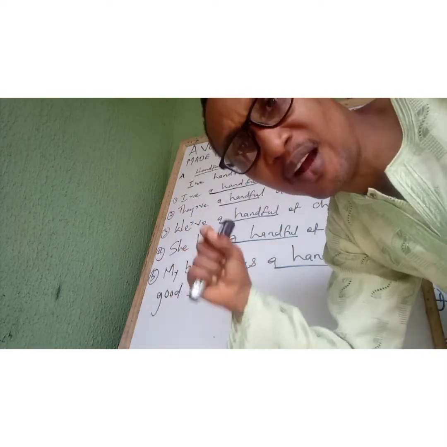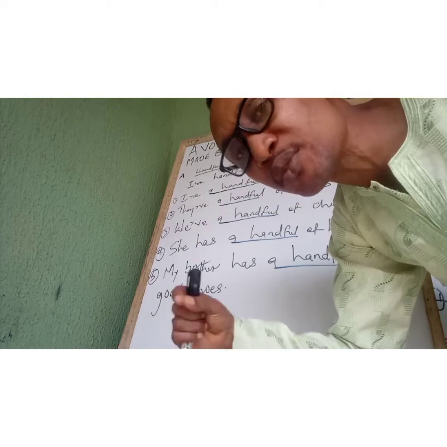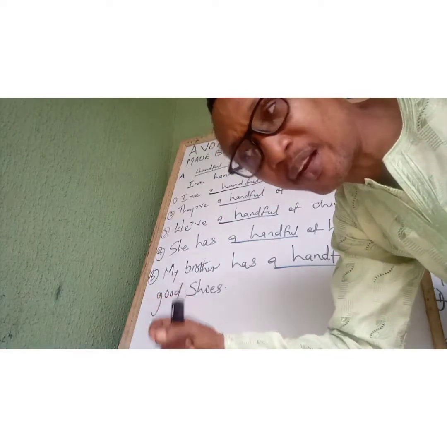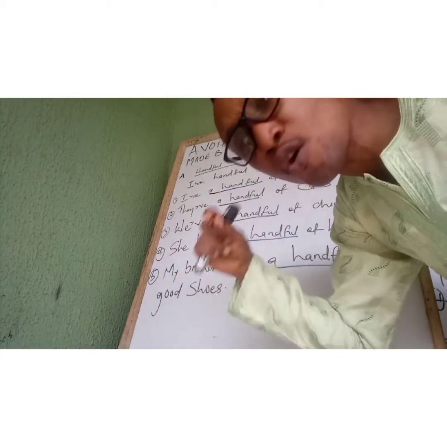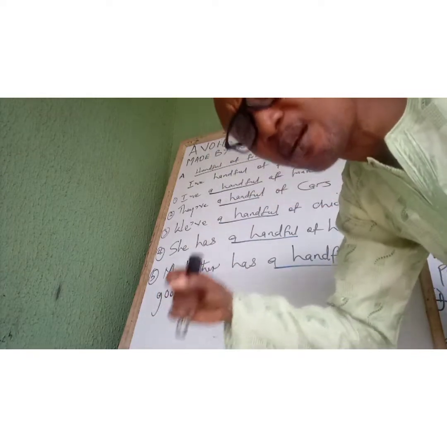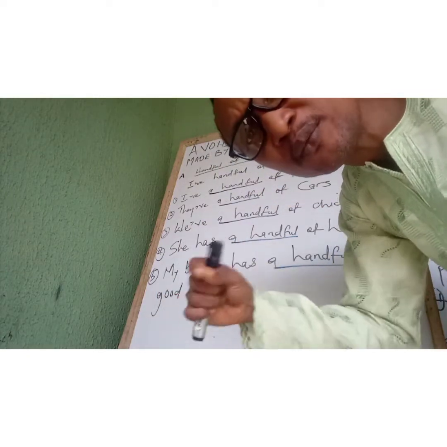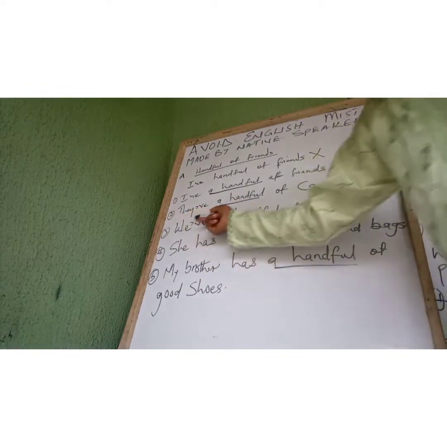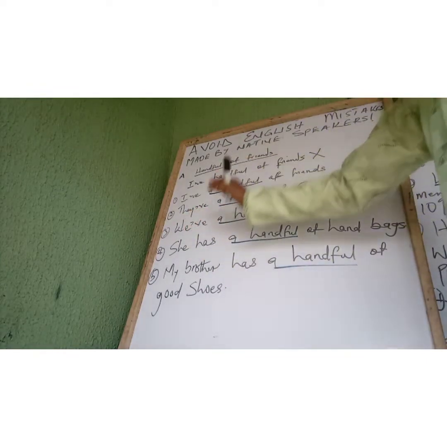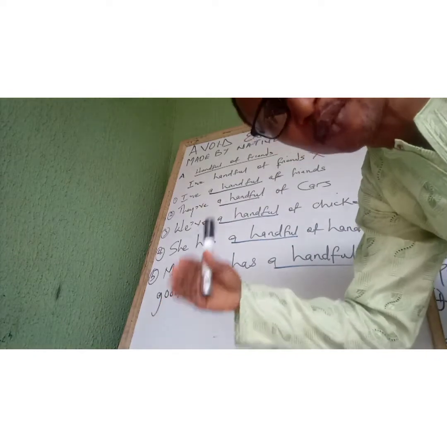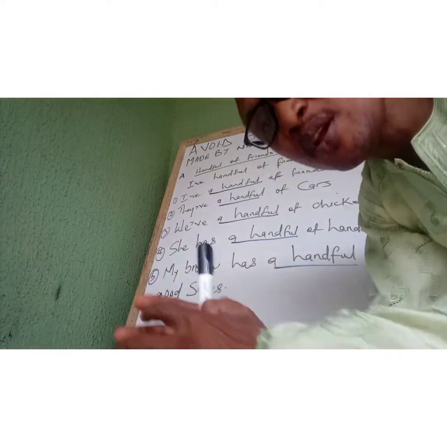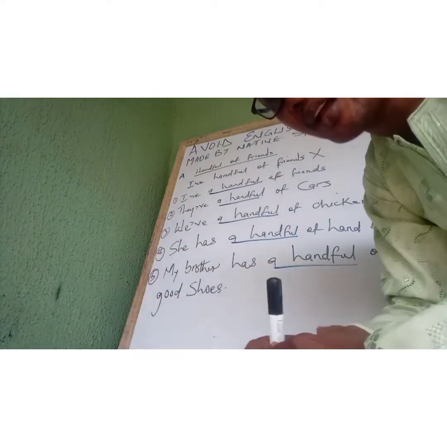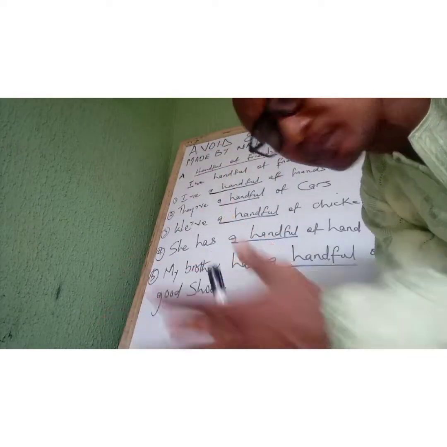I have a handful of friends who presently reside in the United States of America. I have a handful of friends who reside in the United Arab Emirates. I have a handful of friends in Africa, etc. Then the second one is, they have a handful of cars. These are other correct examples of using a handful. A handful means just a few. A handful means not too much.